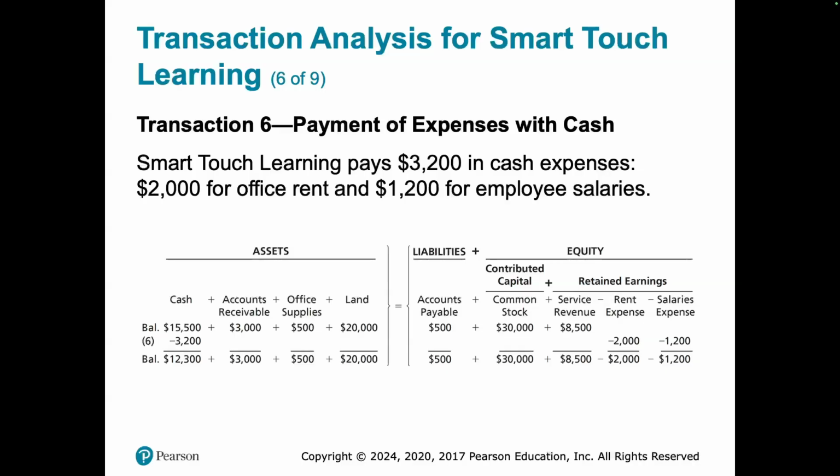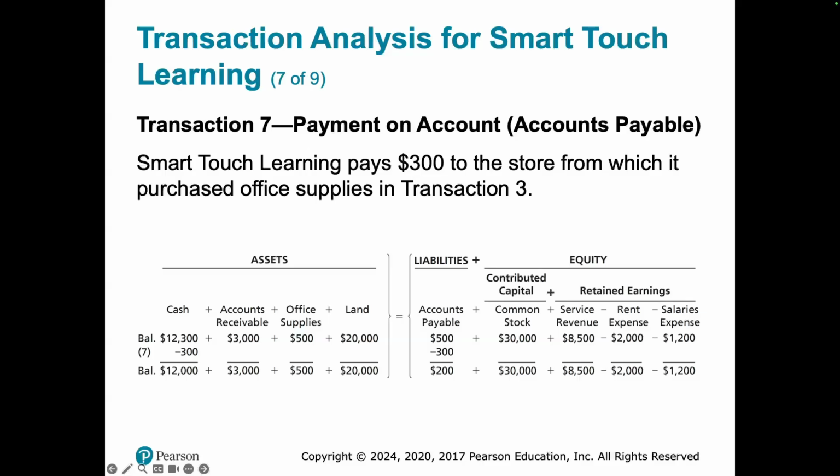Now, there has to be something else that comes with this, right? That it has to equal. If we're not changing the type of assets we have, in this scenario, we're paying expenses. Now we need to look at the retained earnings, which is going to be our revenue minus expenses, right? So now we have two new accounts, rent expense, that's going to decrease our service revenue, and salary expense is also going to decrease it. When we put those in as negative numbers, now our assets equal our liabilities plus our equity. Transaction number 7, payment on account.